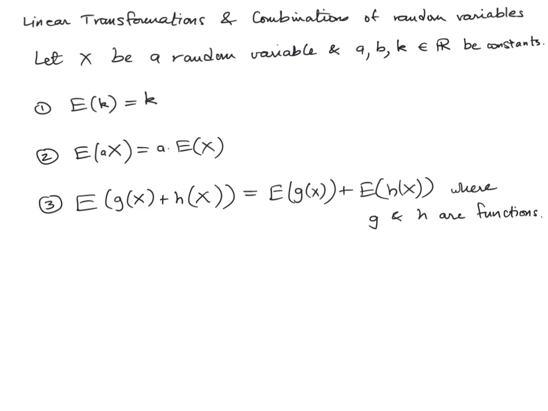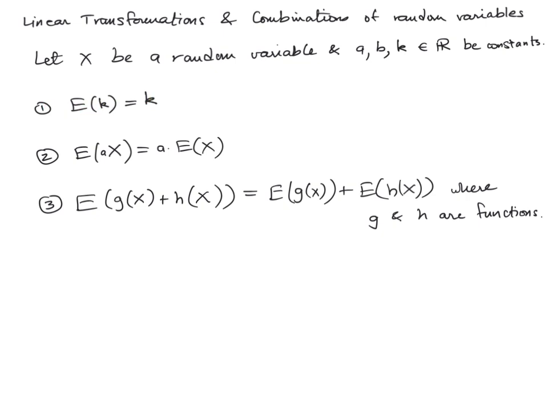Let's look at linear transformations and combinations of random variables. So first, let's let x be some random variable, and then a, b, and k are going to be real numbers, and they're going to be constants. So the expected value of a constant is a constant. So what do I mean by that?